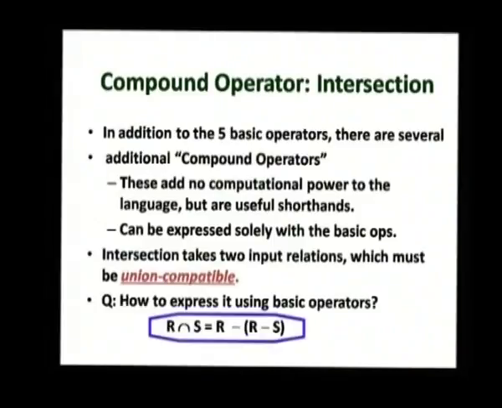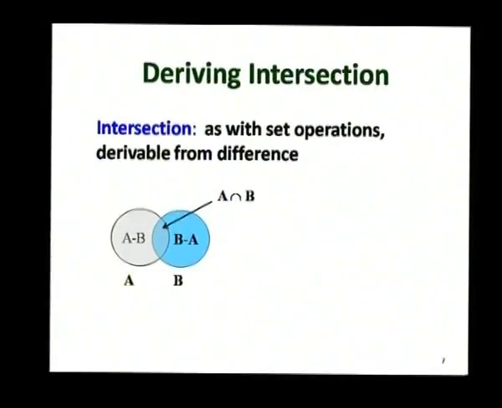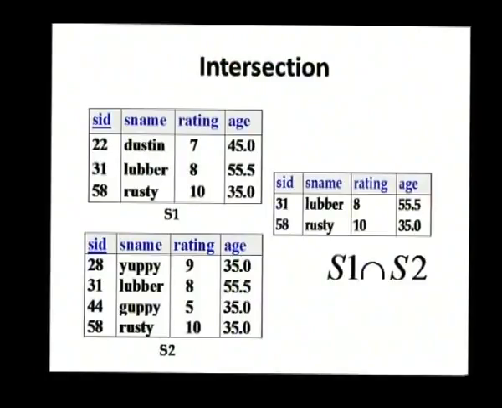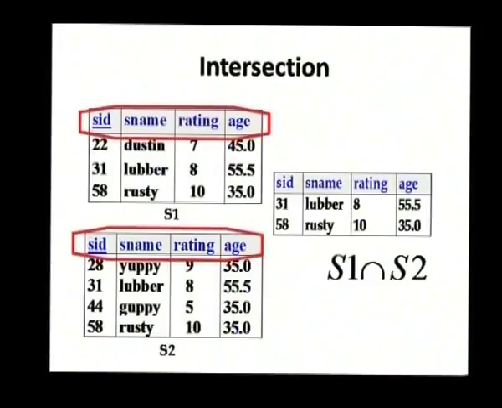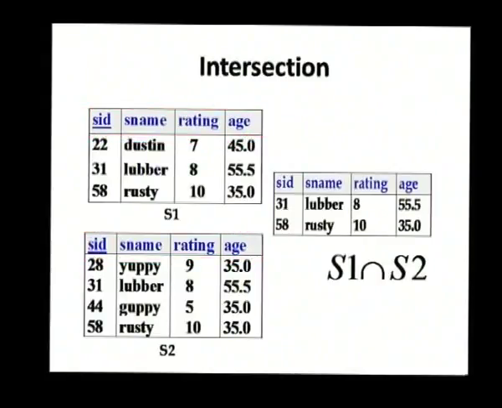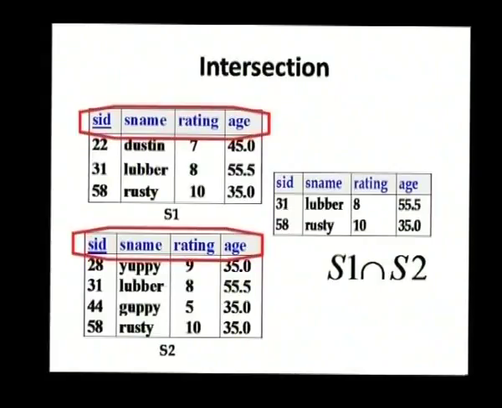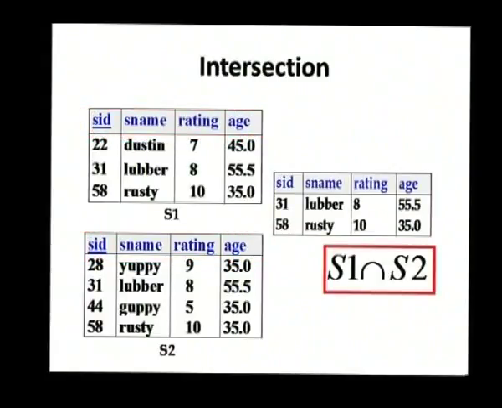This part here is A intersection B, the normal set theory operation. Let us take it in terms of a more realistic table. This is about some boats. You have the sailors, their IDs, their names, their rating and age, and you have two such groups, and you want to take the intersection of S1 and S2. Whoever is common in both will come out as the intersection.